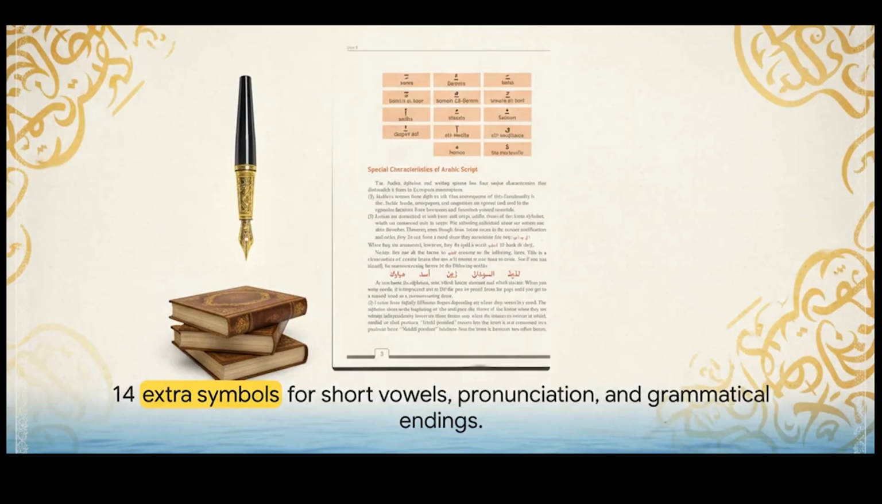Now, besides those 28 letters, you're also going to see about 14 other little symbols and marks. But wait, don't panic. These are not new letters you have to memorize. Just think of them as little helpers. They're markers for things like short vowels or pronunciation tweaks. The best part is, you don't need to learn them all right now. The book will introduce them slowly, exactly when you need them.